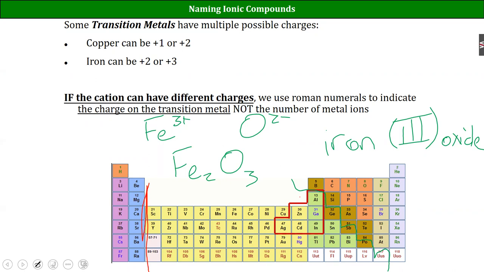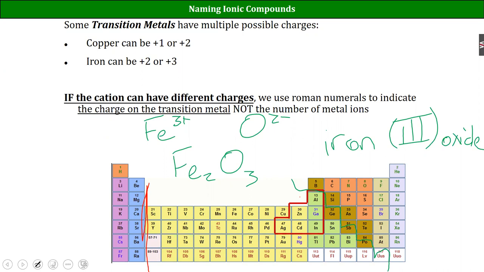We'll do copper, let's see, Cu2S. If we have Cu2S, if we want to name this, we need to know what the charge on the copper ion is. So to figure out what the charge on the copper ion is, we need to know what the charge on the sulfide is.